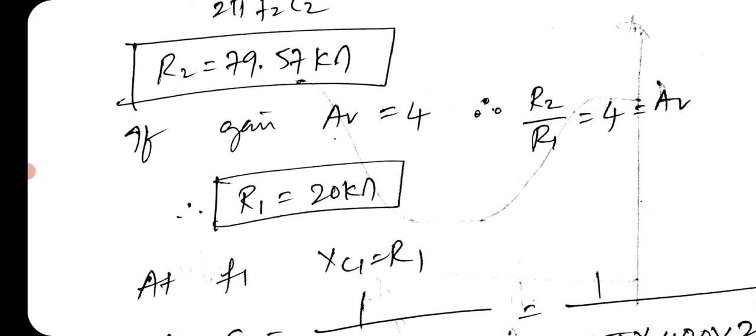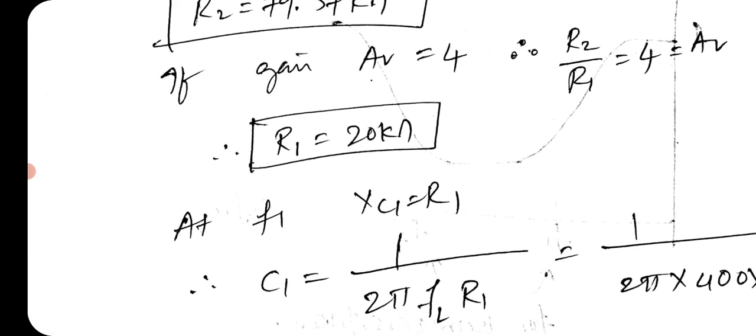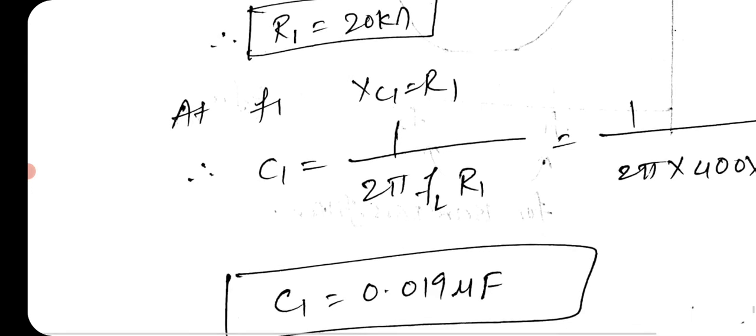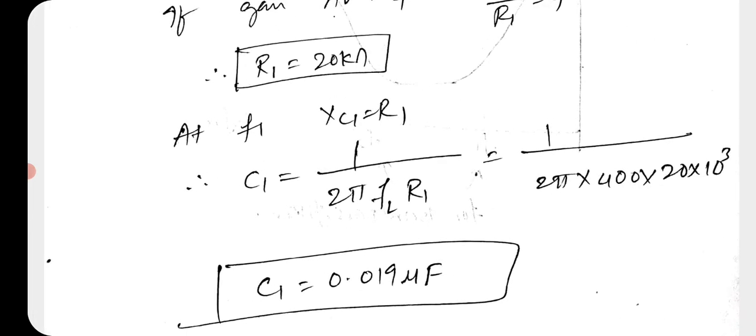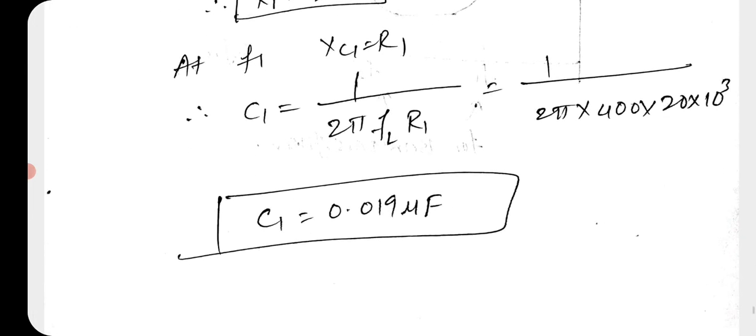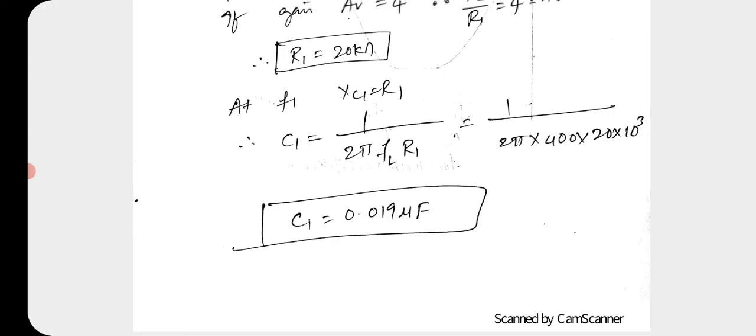So approximately what will be the value of R1? R1 value will be R2 by 4. R2 by 4. So if you do 80 by 4, it is coming around 20 kilo ohms. So R1 will be 20 kilo ohms to satisfy AV equal to 4. To satisfy pass band gain equal to 4. Therefore, this is how you can calculate capacitance C1. You will get 0.19 microfarad.